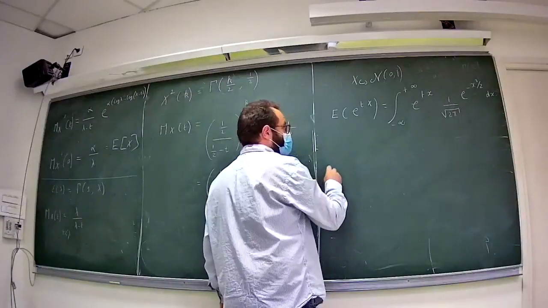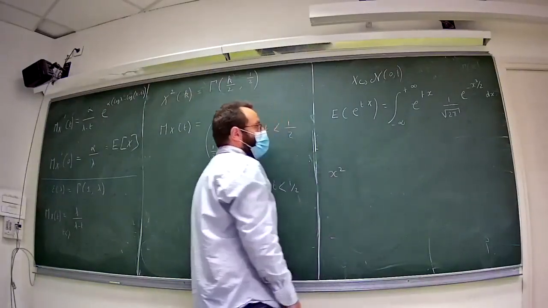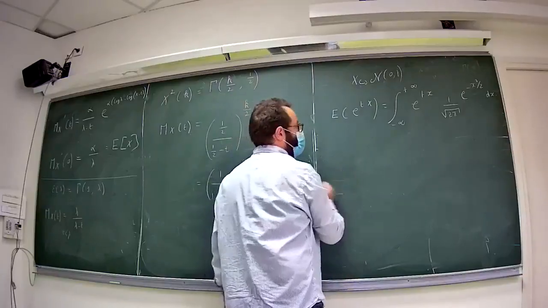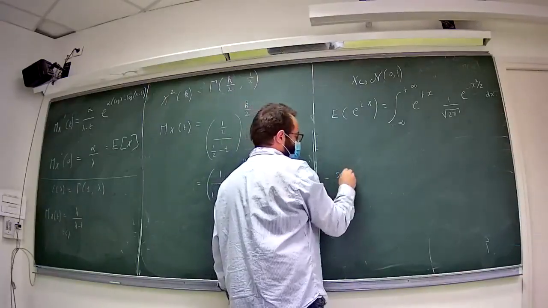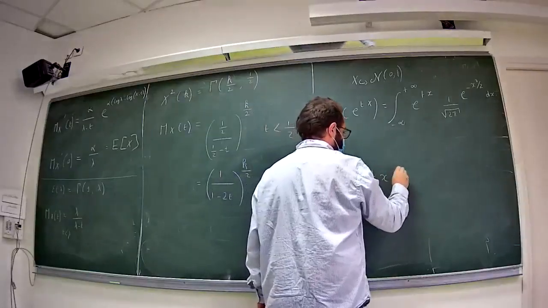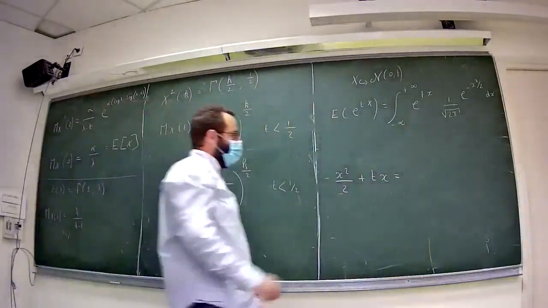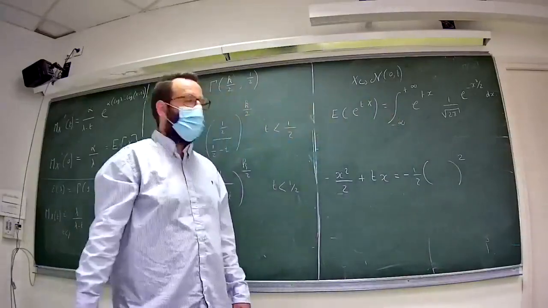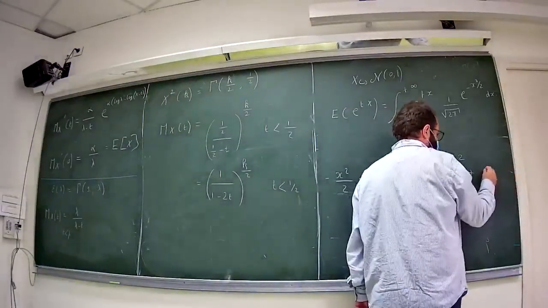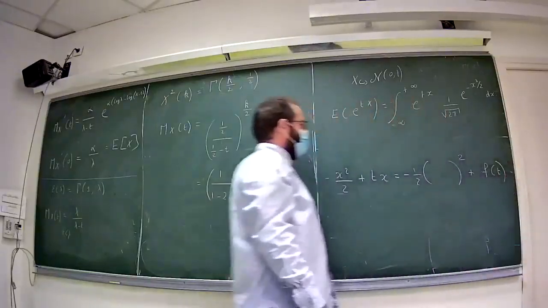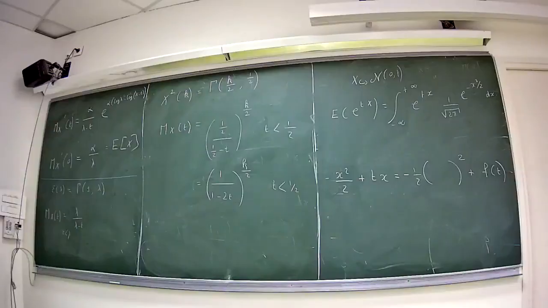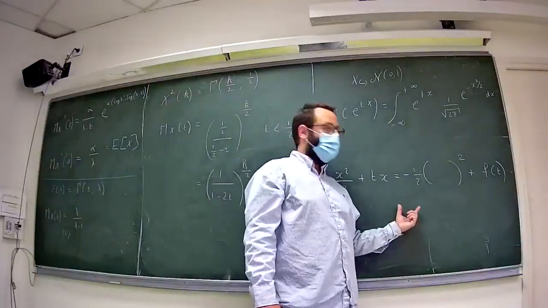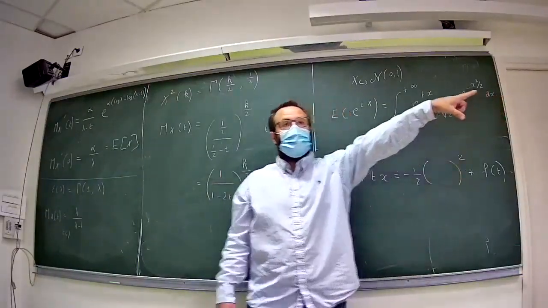I have my minus x squared over 2 plus tx. The idea is to express it as minus 1 over 2 times a square, plus something that is just a function of t, independent of x, if it's possible. Because if I do this, when I compute the integral of the exponential of this, I will be able to do it using this formula.